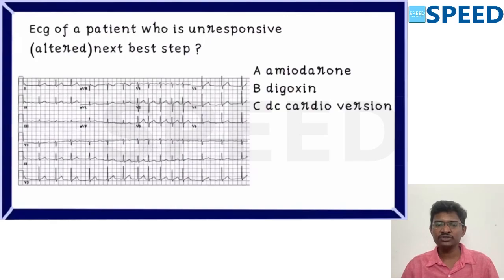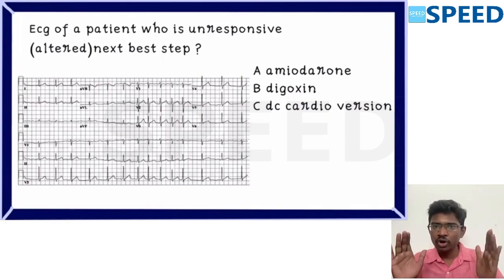Yes. Next question. ECG of a patient was given who is unresponsive. They gave one more statement like altered sensorium. So the next best step they have asked. A, amiodarone, B, digoxin, C, DC cardioversion.